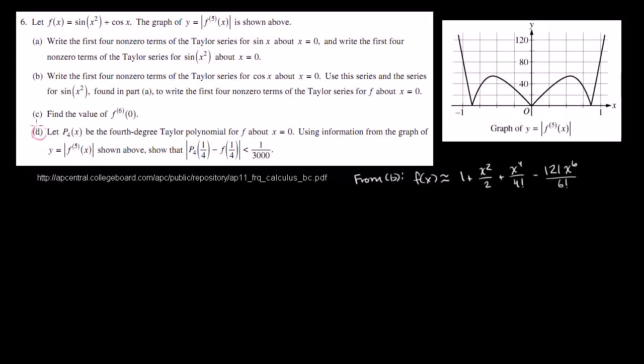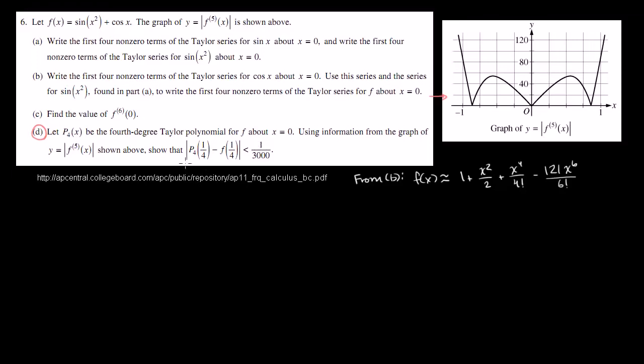Part D. Let P sub 4 of x be the fourth degree Taylor polynomial for f about x equals 0. Using information from the graph of y is equal to the absolute value of the fifth derivative of f of x shown above, and that's the graph right over here. I put it on the side to save space. Show that the absolute value of the difference between the fourth degree polynomial evaluated at 1/4 and the function evaluated at 1/4 is less than 1 over 3,000.